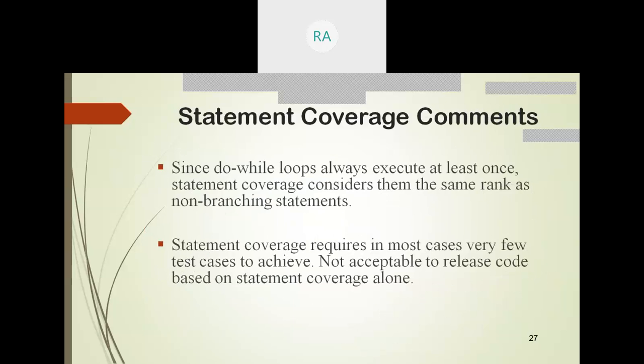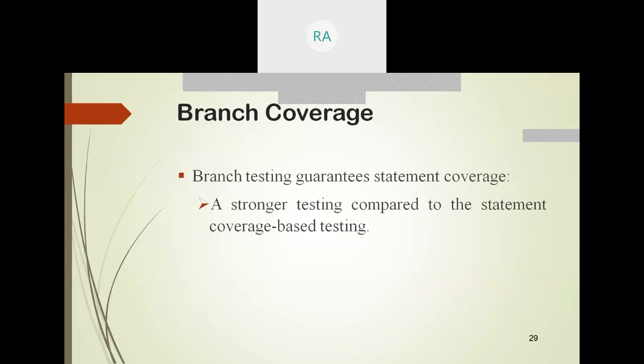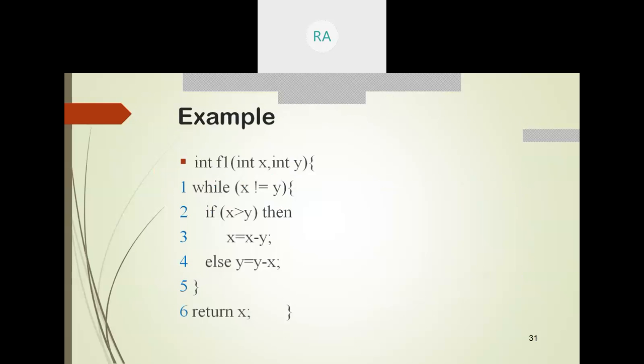In order to overcome that, they arrive at branch coverage. In other words, it is also called decision coverage. Actually, they are different. Branch coverage is different from decision coverage, and decision coverage is different from condition coverage. We have already gone through it. What do you mean by branch coverage?